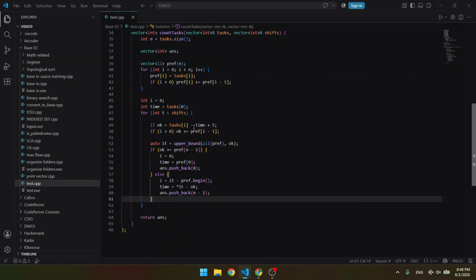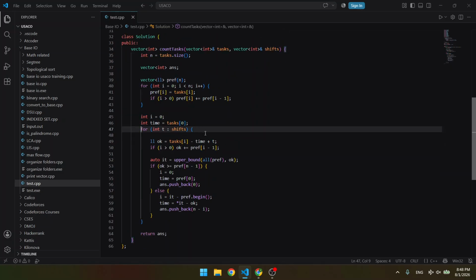So what I did, first of all, you gotta loop over all of the shifts. So start off with this. I have i, which is the current task we're on, right? I have time, which is the time needed to finish this task. Okay. And then now, for every shift, we have our OK time, so how much time we can reach, basically. It should be task i minus time plus t.